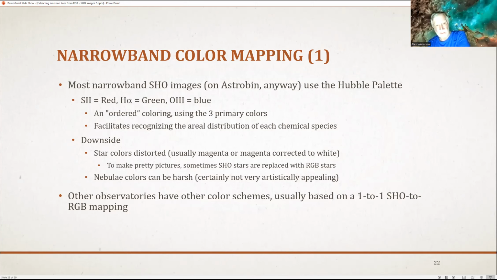And I do not find the Hubble palette to create satisfying color images. Furthermore, the star colors are distorted in the Hubble palette. They're usually magenta by the time you're done with it. Some people take RGB and paste the RGB stars in place of these magenta stars. And some others simply use a star mask and remove the color totally from those stars. Other observatories, by the way, use other one-to-one SHO mapping color palettes besides the Hubble palette. And those seem not to get very much playtime on Astrobin.